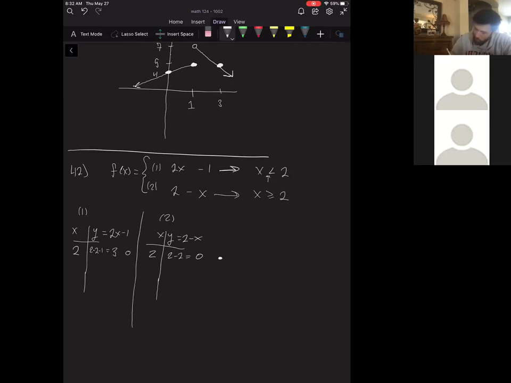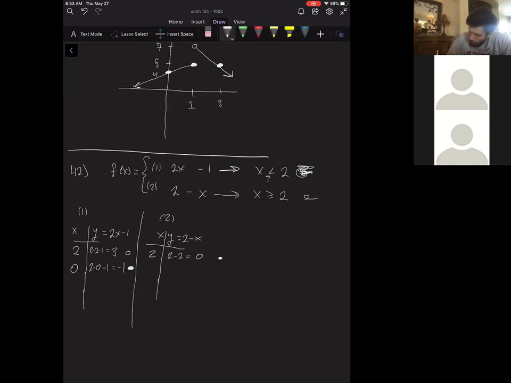Okay, so now let's plug in 2 more points. To this top equation, we're allowed to plug in points that are less than 2. So let's plug in 0. If we plug in 0, we're going to get 2 times 0 minus 1, which is equal to minus 1. We're allowed to plug in 0 to this section because 0 is less than 2. So we're going to put a closed dot here.